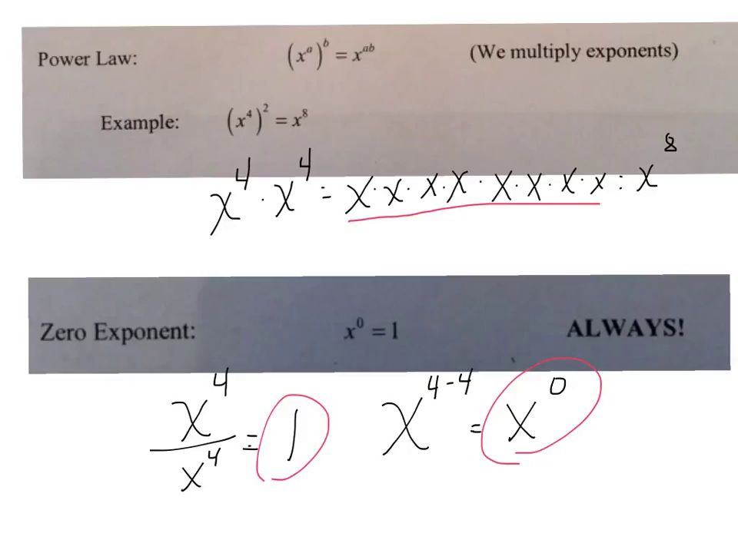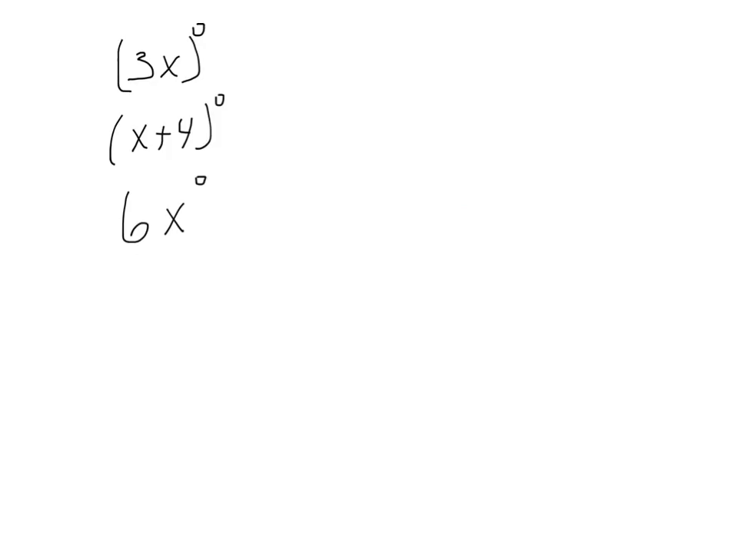Again, it doesn't matter what the base is. Here's 3 different examples. And again, keep in mind, what's the base? On this first example, 3x to the 0 here, right here, 3x is the base. This entire thing is raised to the 0 power. So this is actually equal to 1. Same thing here with the second example. X plus 4 is the binomial base raised to the 0 power. The answer is 1.